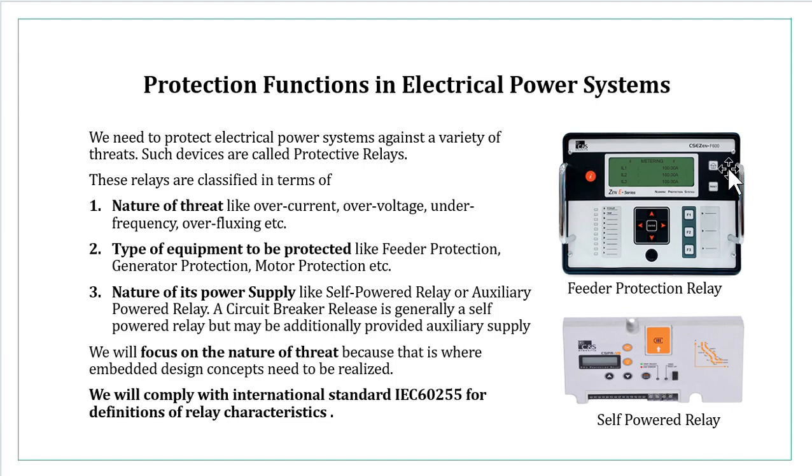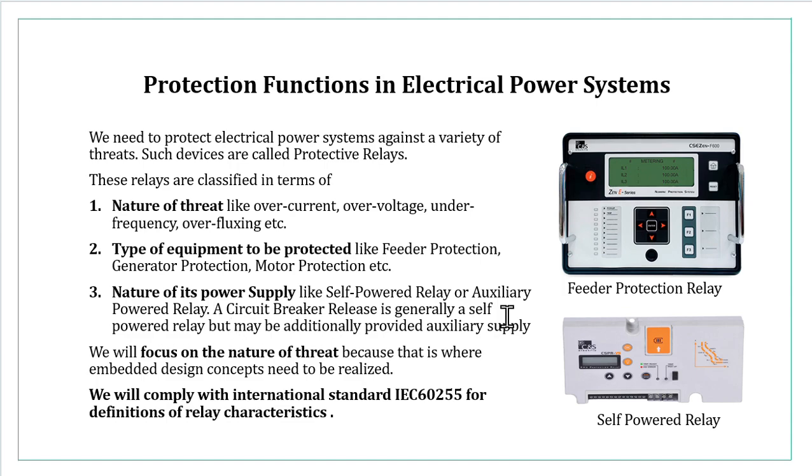Shown two examples here. This is a feeder protection relay. It is some kind of a self-powered relay. The other way of naming them is by type of equipment to be protected. For example, you want to protect a feeder, a generator, a motor, and so on. This is a huge list. Then there is the nature of its power supply: a self-powered relay or an auxiliary power relay. So it can be either or it can be both.